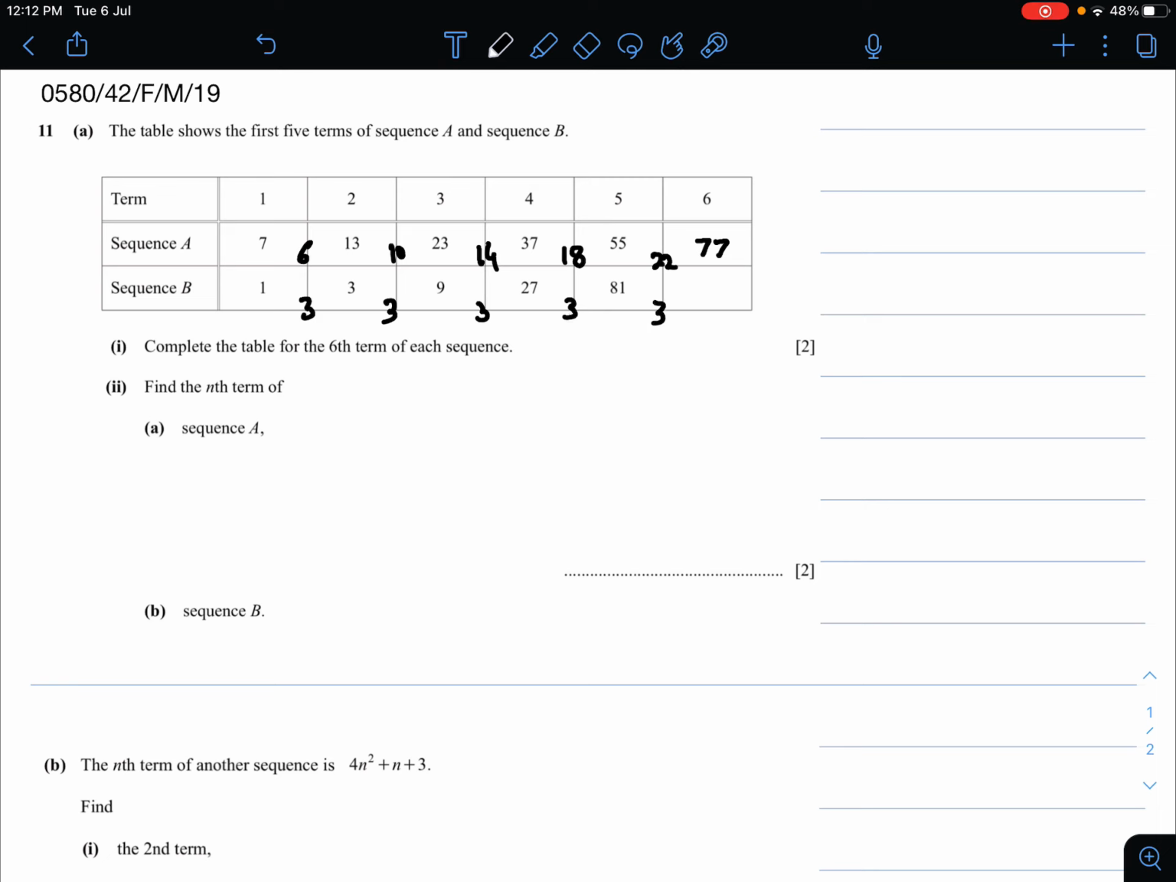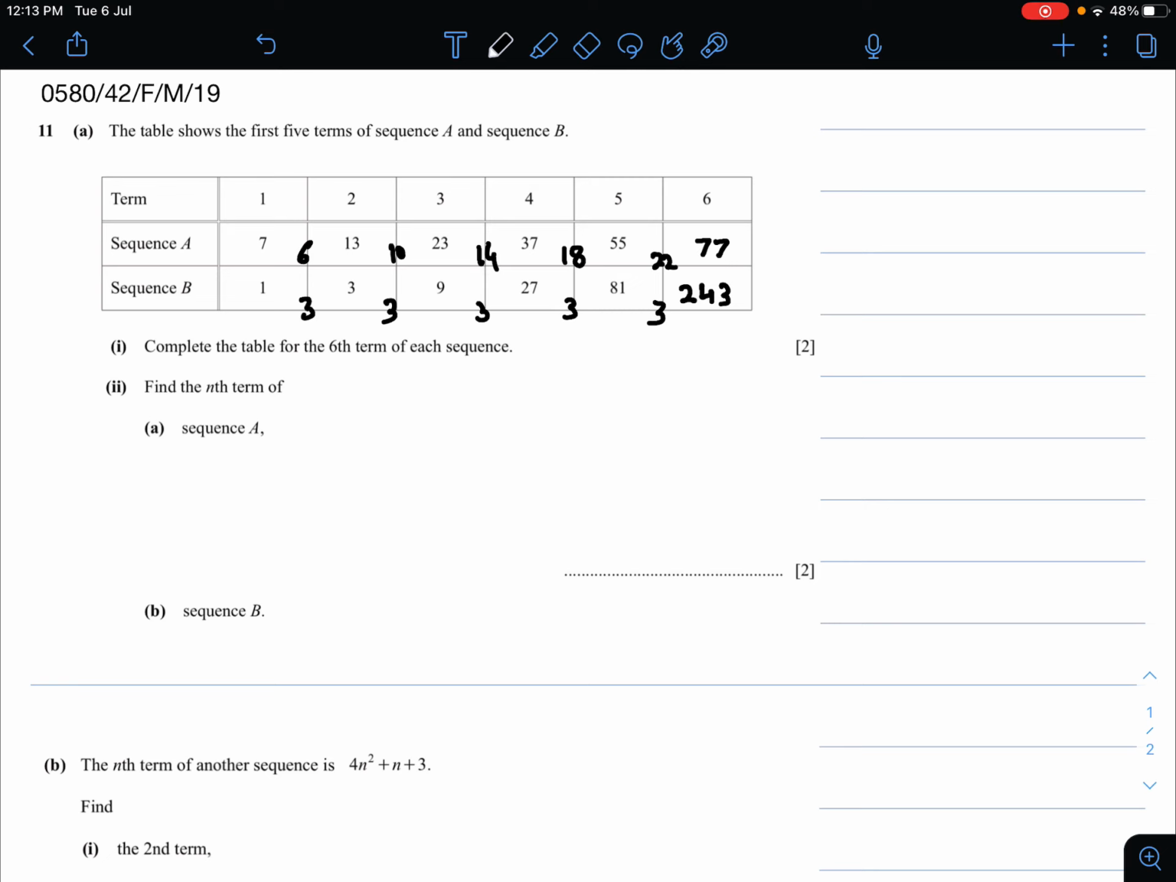And therefore, to find the 6th term of sequence B, all you need to do is 81 multiplied by 3, which will give you 243. Now let's move on to part A2. Find the nth term of both the sequences.